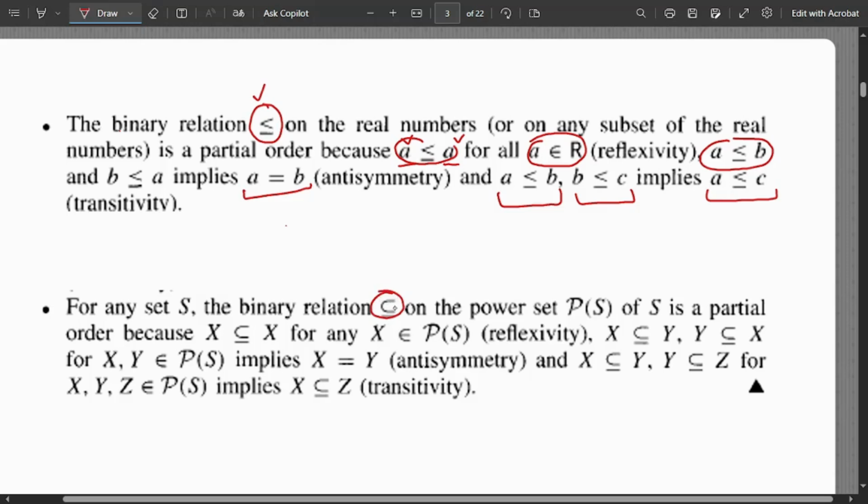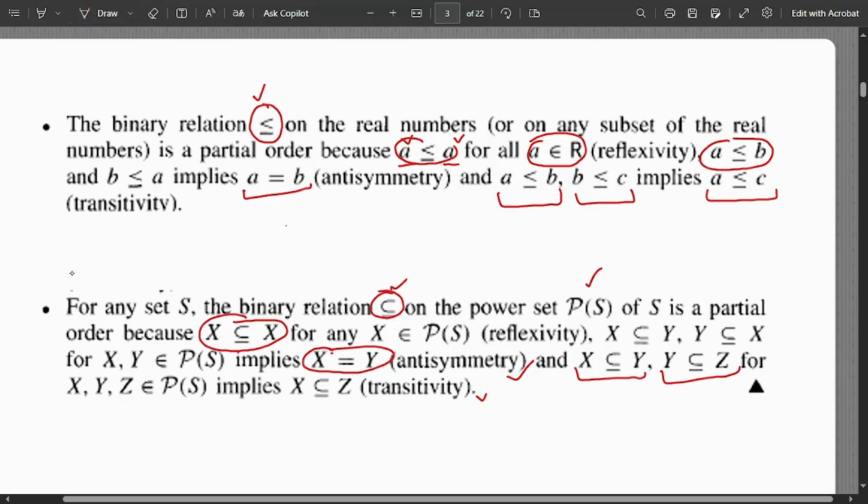Similarly, the relation subset or equal to on the set of sets, that is on the power set of S, is a partial order, because it is obvious that X is a subset of or equal to X, so X related to X, which is reflexive. And if X is a subset of Y and Y is a subset of X, that implies X equals Y, which is the condition of equality of sets, so antisymmetry is satisfied. And similarly, if X is a subset of Y and Y is a subset of Z, then X is a subset of Z, which is transitive. So this is also a partial order on the set of subsets.